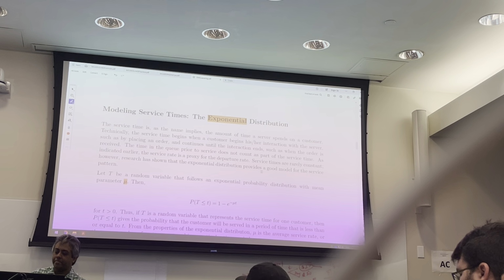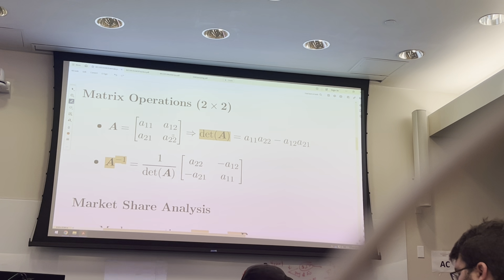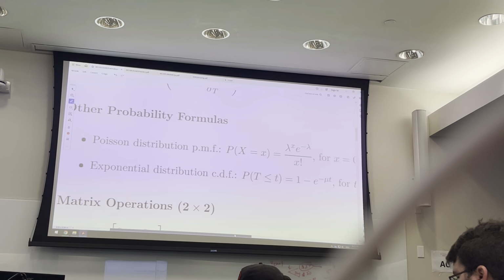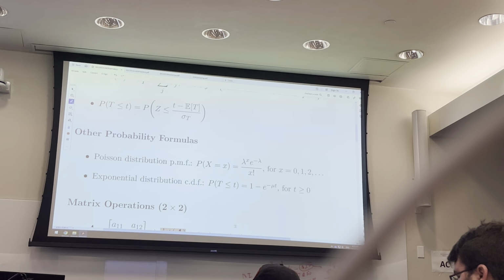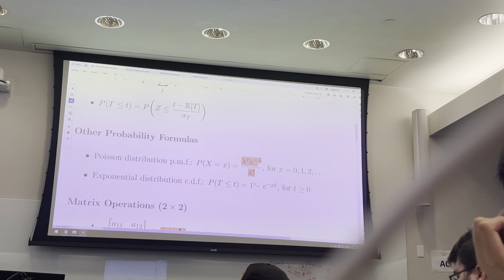So computing arrival probability is the probability of a certain number of customers arriving in a certain period. That'll follow the Poisson distribution. You use the mass function for the Poisson distribution, which is given to you right here. Plug in, compute those probabilities. If I ask you for the probability that service takes a certain amount of time or less, then you use the exponential distribution for that.